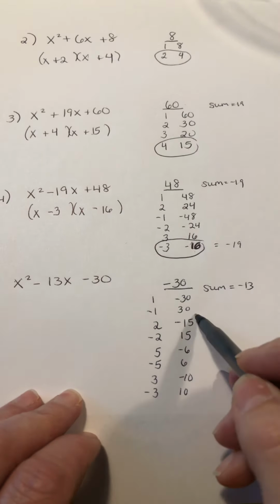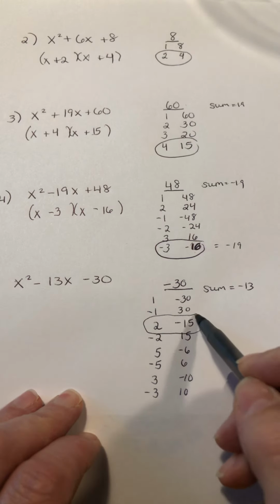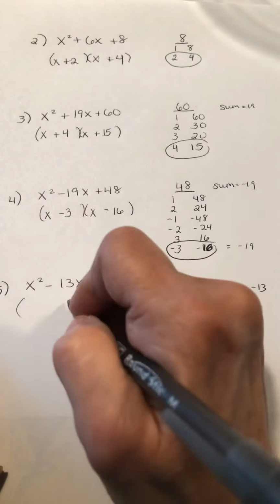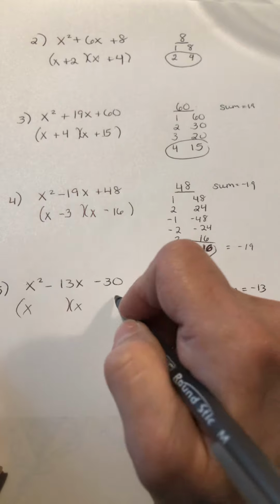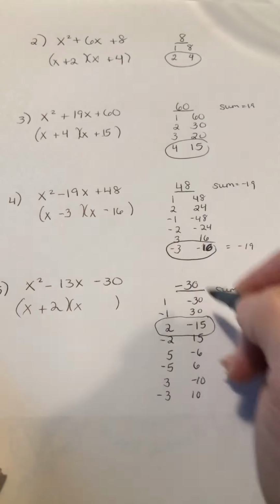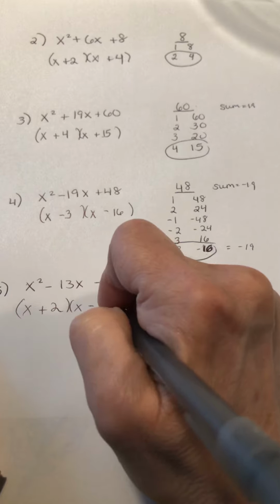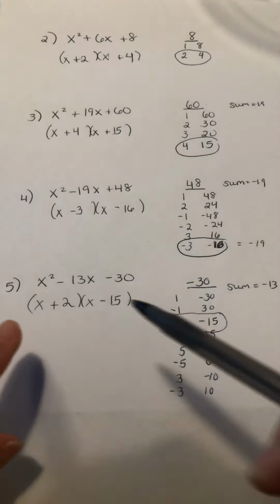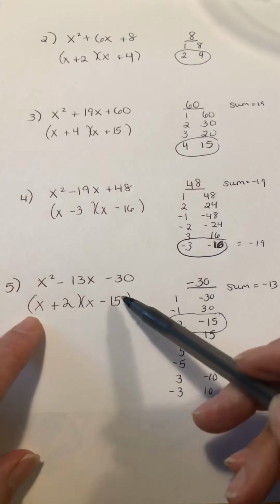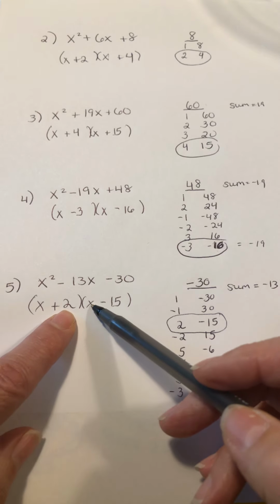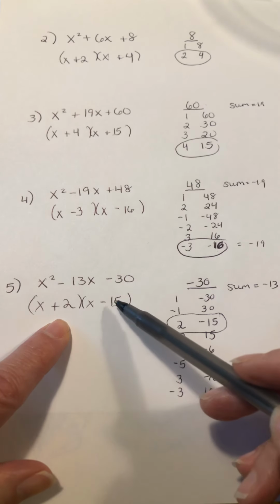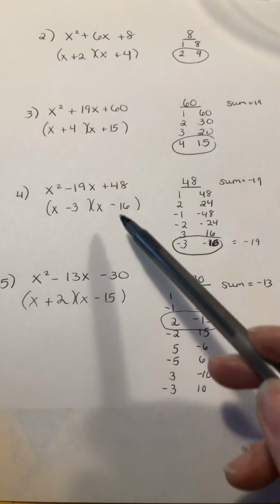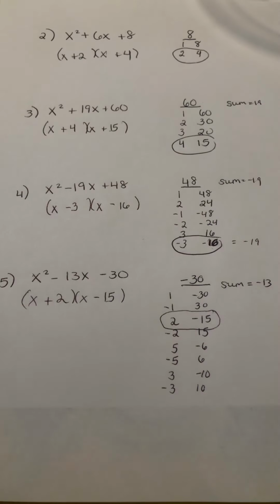And I think if we come to this one right here, 2 plus a negative 15 is a negative 13. So I'm going to write my binomials with the x, and I have a plus 2 and a negative 15, and then we can call that one done. And again, you can check it by multiplying back through. So x times x gives me x squared, minus 15x plus 2x gives me negative 13x, and 2 times negative 15 is negative 30. So we need to be careful with the signs if you see negatives like in these last two examples. So that's it.